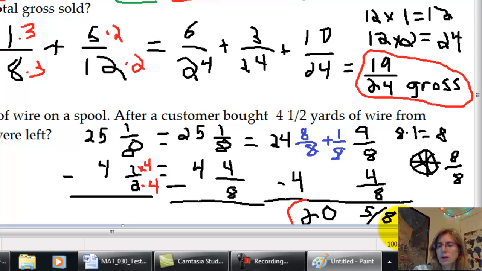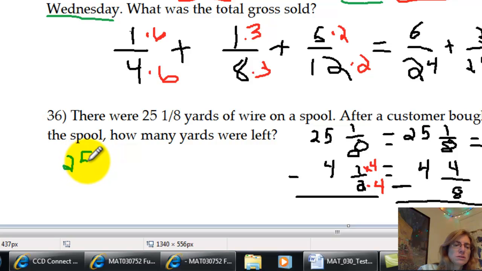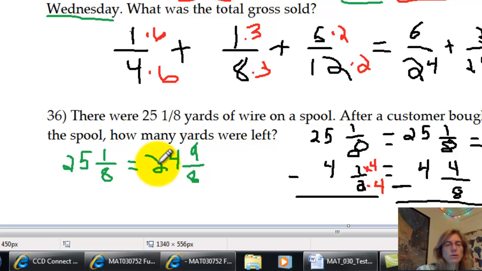What I meant by a shortcut with the borrowing, quick: you want to borrow one whole piece from 25 and 1/8 and add that whole piece to 1/8. The fast way to do it is take this down by 1, add 8 plus 1, and that gives you 9/8, and that's your borrowed fraction.